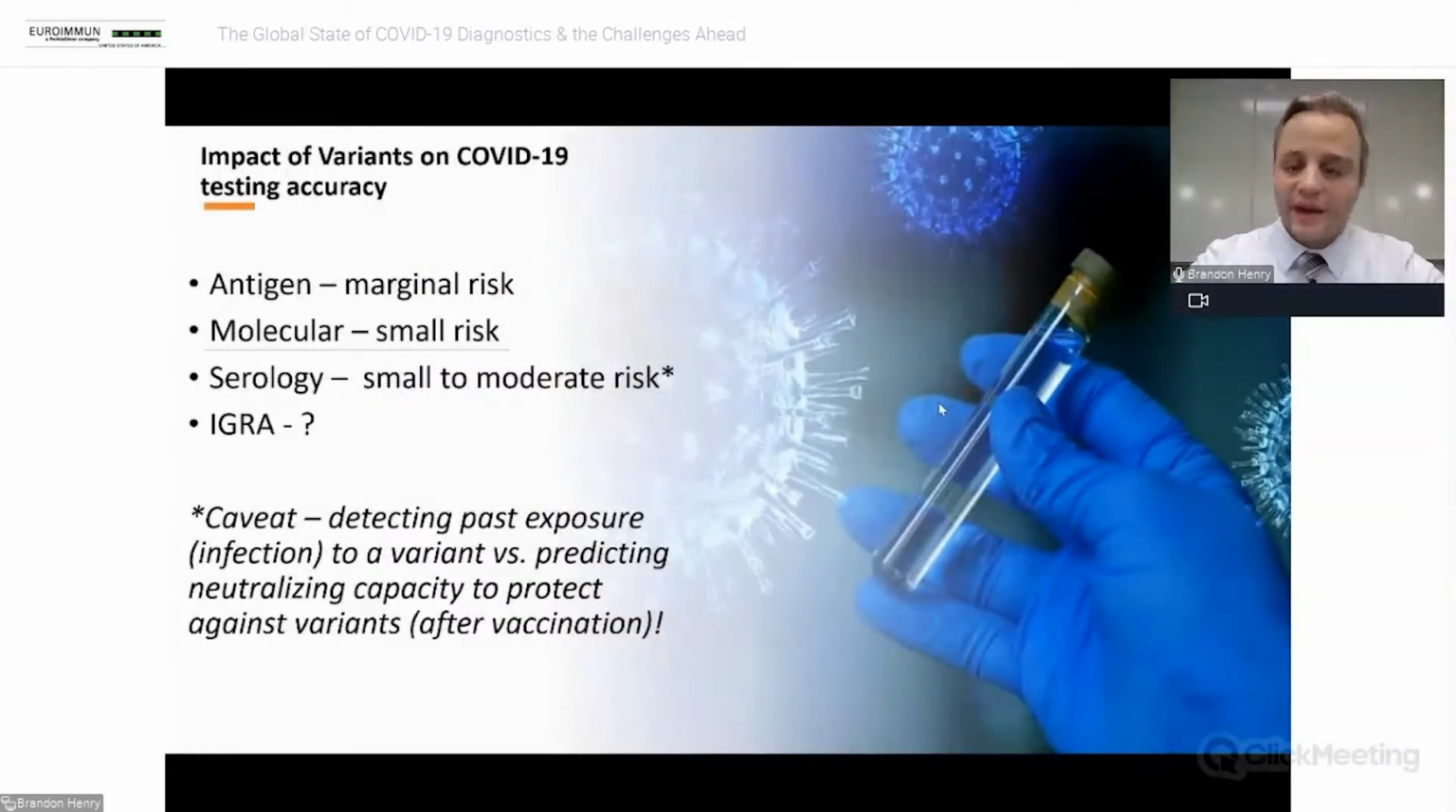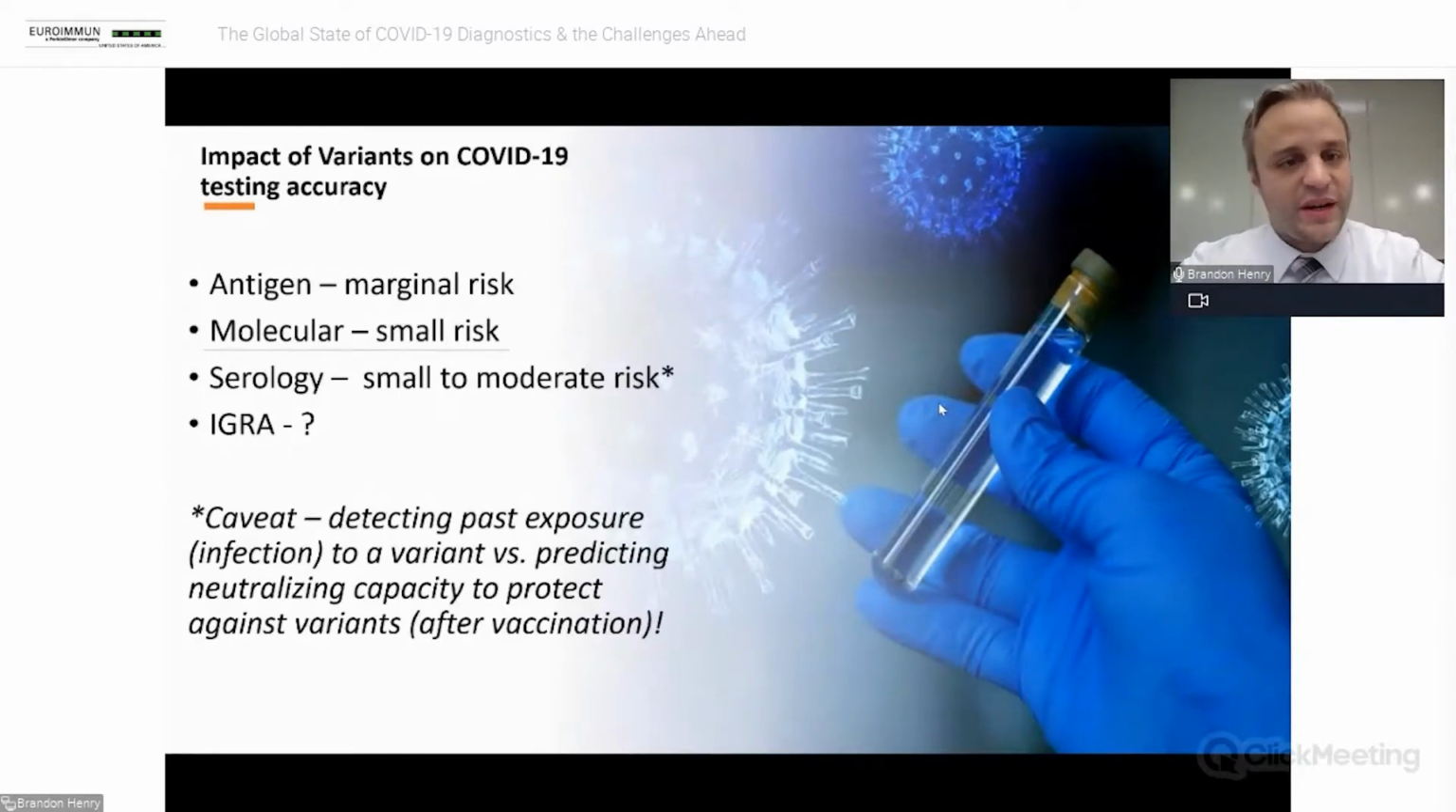So what's the impact of variants on COVID-19 testing accuracy? I think this is one of the most important slides of my presentation. Antigen test, there's probably a very small marginal risk that variants would impact that. I'm not saying it's impossible, but I'm saying currently it's marginal. And the reason for that is they're designed mostly to detect a nucleocapsid protein, and the nucleocapsid protein tends to be very conserved. There's not that many mutations associated with the nucleocapsid protein that would change its structure and leave it undetectable by an antigen test.